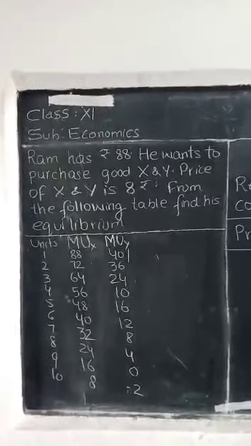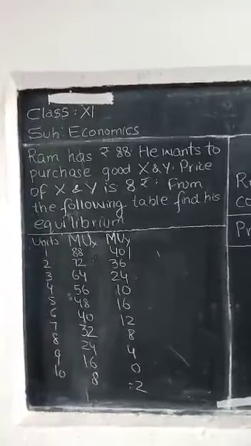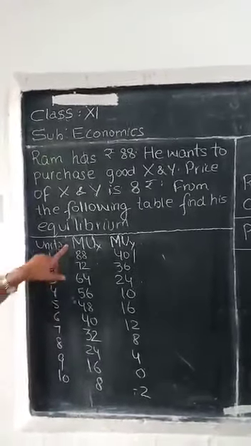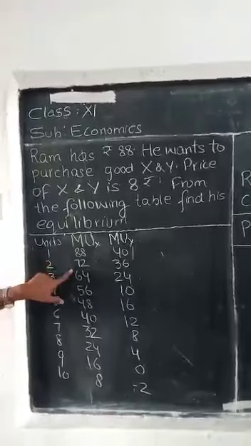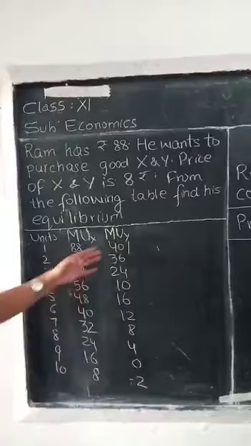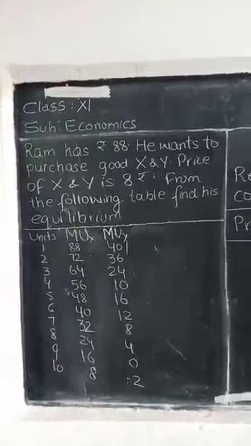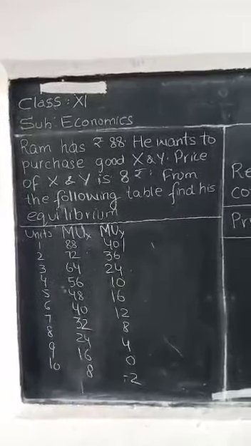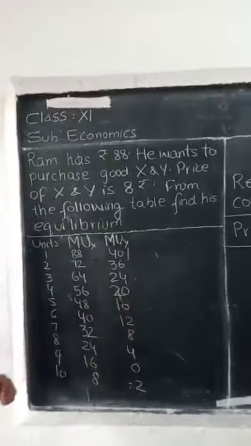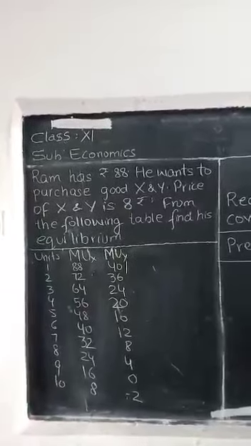Before this question we completed consumer's equilibrium, the two commodity case. So this is the example. Units 1, 2, 3 up to 10. Marginal utility of x is 88, 72, 64 and so on. It is diminishing as per the law of diminishing marginal utility. Marginal utility of y you can see 40, 36, 24, 20, 16, and then 12, 8, 4, 2, 0, minus 2 etc. This is the question you have to do in your fair notebook.